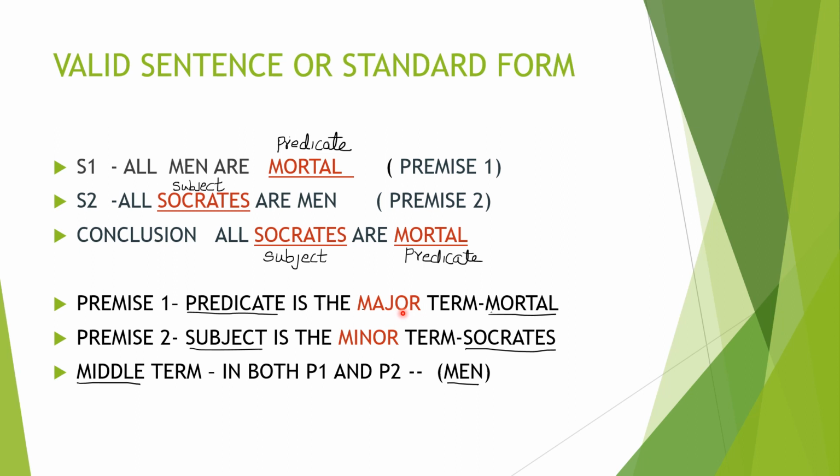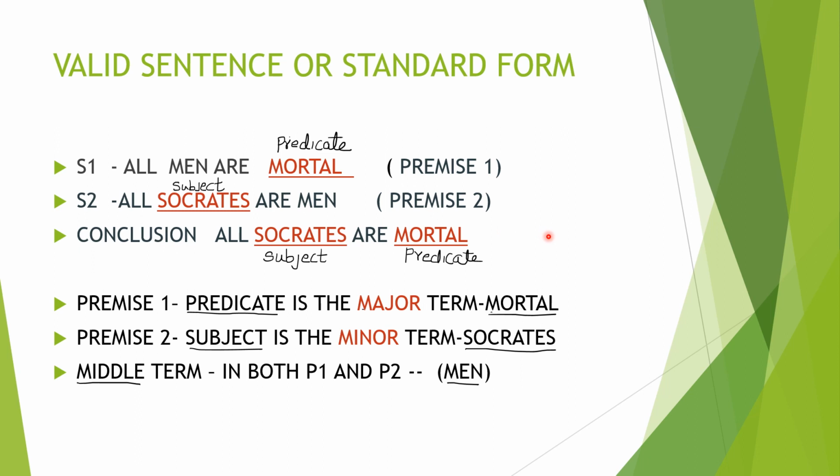So I have given it here in the right way: premise 1, predicate is the major term. Which is the major term here? That is mortal. And premise 2, subject is the minor term. The subject is Socrates. Socrates is the minor term here. And which is the middle term? Middle term means the term or word that comes common in both of the premises. Which one is that? Men. Here it is, and all. So we can see the common words in both these sentences, that is P1 and P2. We can see men. So it is the middle term. Understood? So the middle term is men because it is seen in both S1 and S2.